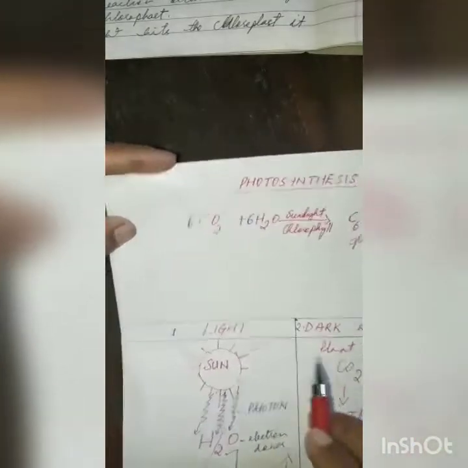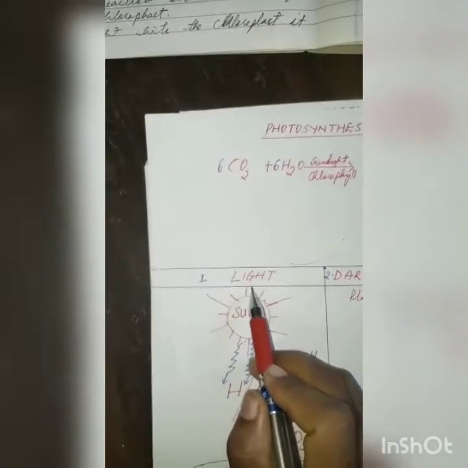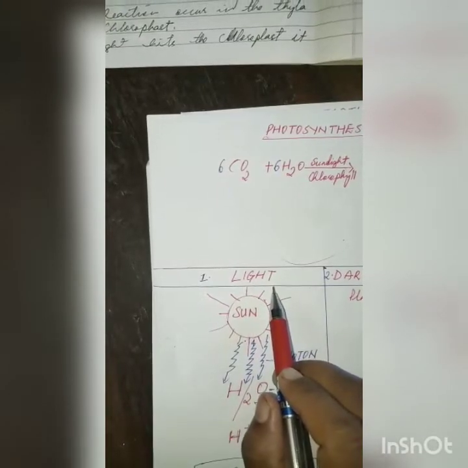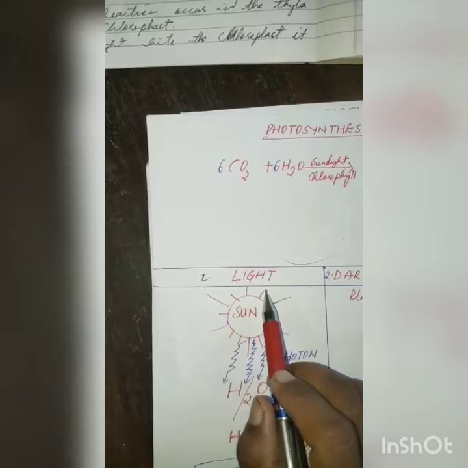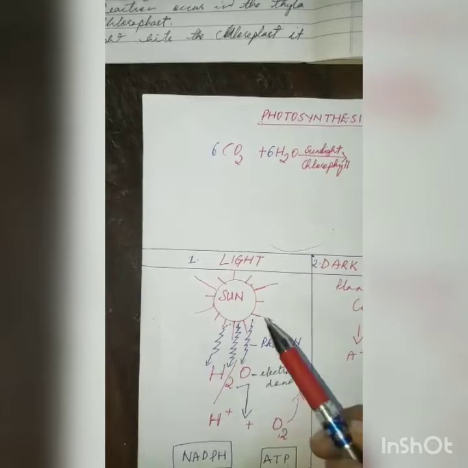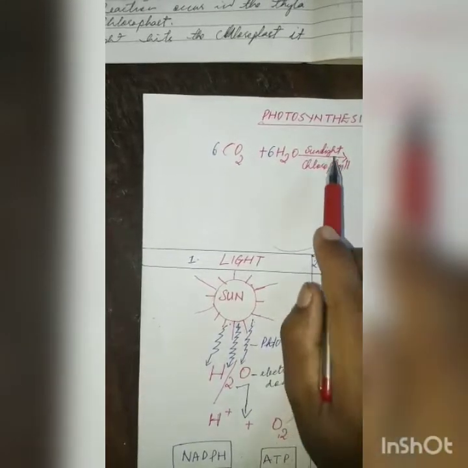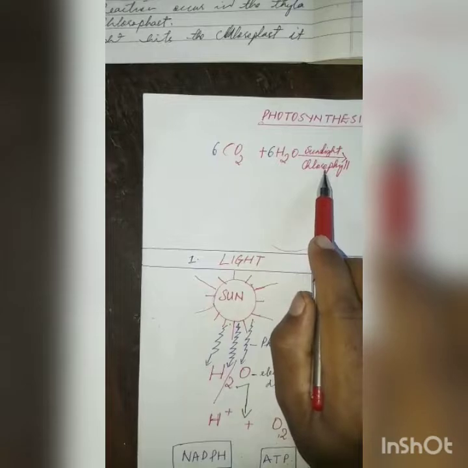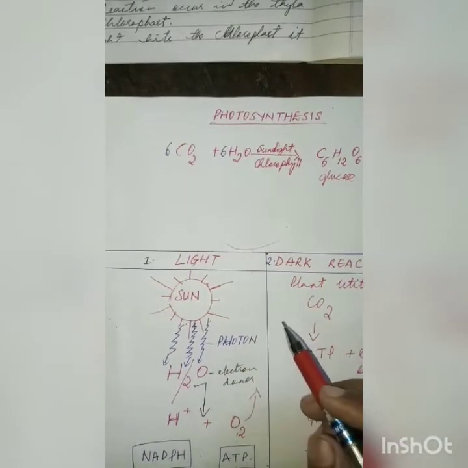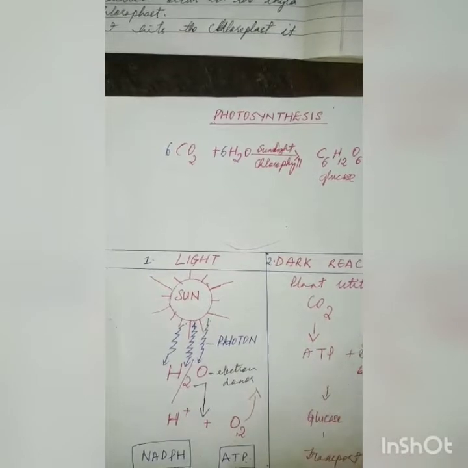Now, from the word itself, light reaction, it means it is a kind of reaction which depends on light. So without light, this process cannot take place. That's why it is known as the light reaction. As we know, sunlight is absorbed by the chlorophyll. Now how is it absorbed? We'll see that later on.